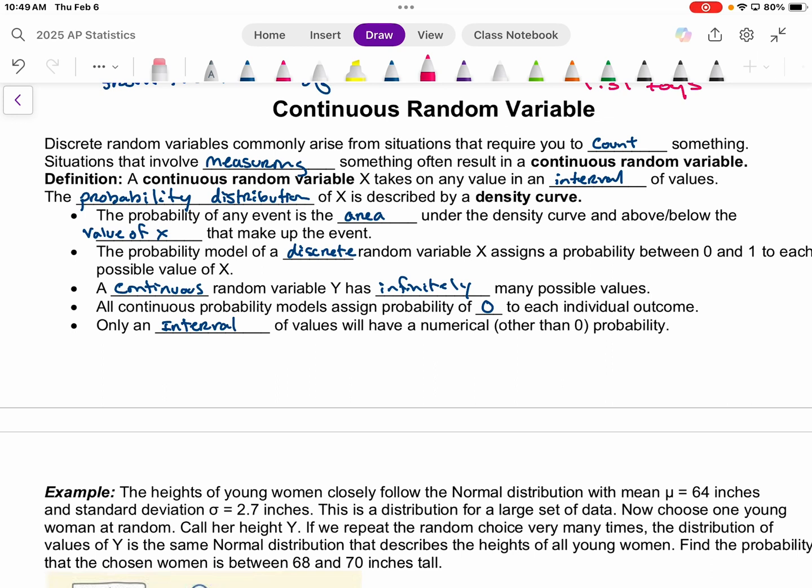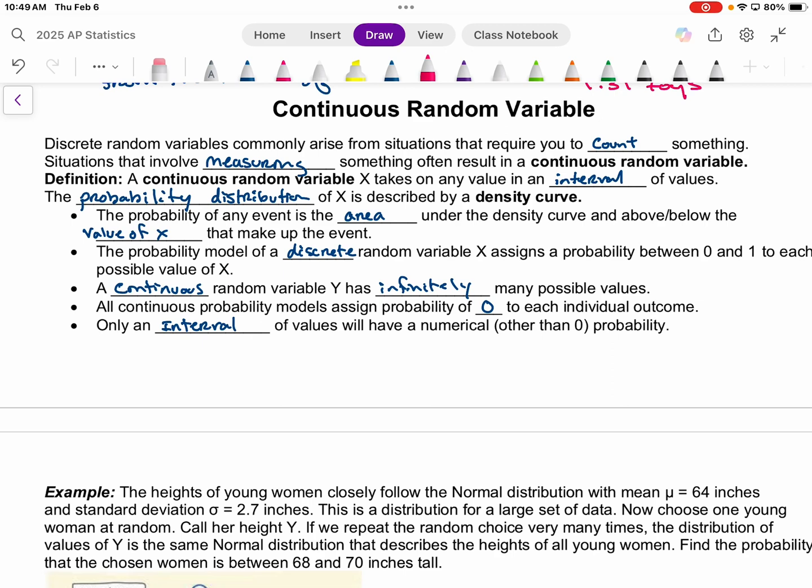Situations that involve measuring something often result in a continuous random variable. A continuous random variable X takes on any value in an interval of values. The probability distribution of X is described by a density curve. The probability of any event is the area under the density curve and above or below the values of X that make up the event.